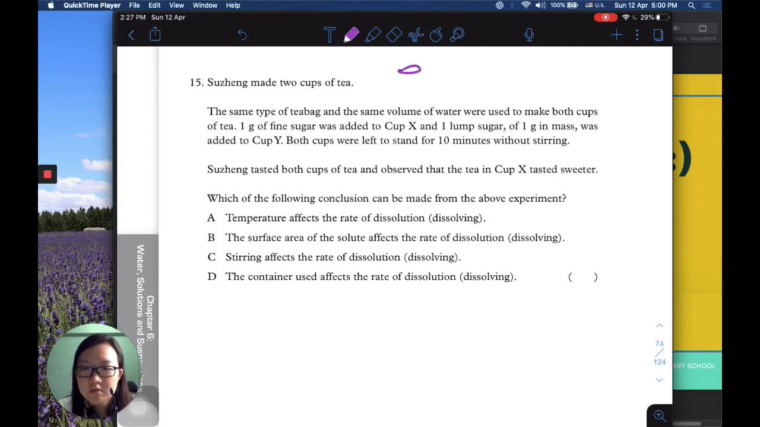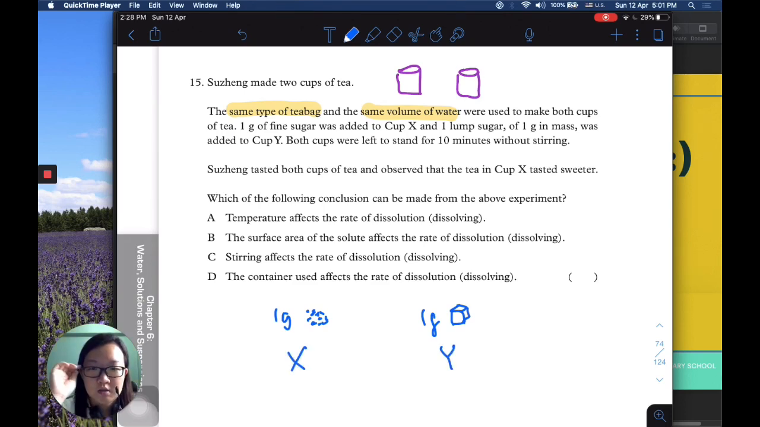Question 15. Su Zheng made 2 cups of tea, cup X and cup Y. The same type of tea bag and the same volume of water were used to make both cups of tea. In the first cup, cup X, you added 1 gram of fine sugar. And in cup Y, you also add 1 gram of sugar, but now it is a lump of sugar. Both cups were left to stand for 10 minutes without any stirring.